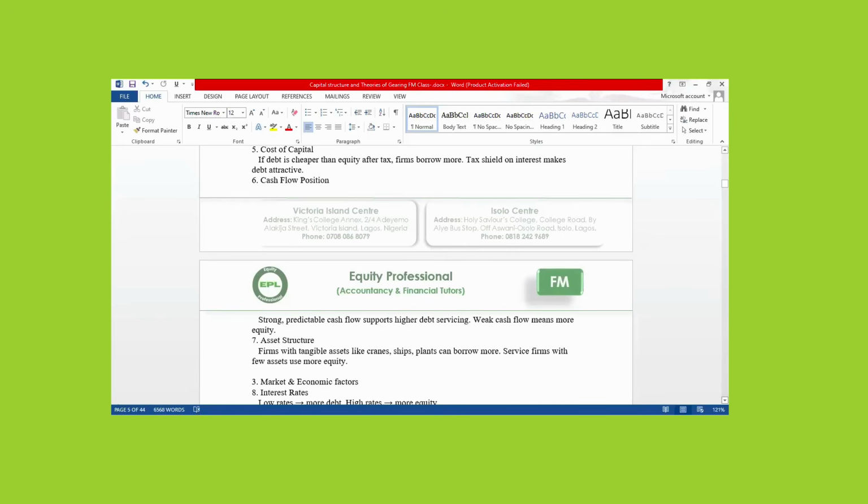Number 7, asset structure. The structure of your asset, meaning, do you have tangible assets or intangible assets? Firms with tangible assets, such as plants, machinery, buildings, properties, such a company can easily borrow money. The tangible assets can be used as collateral to obtain a loan.